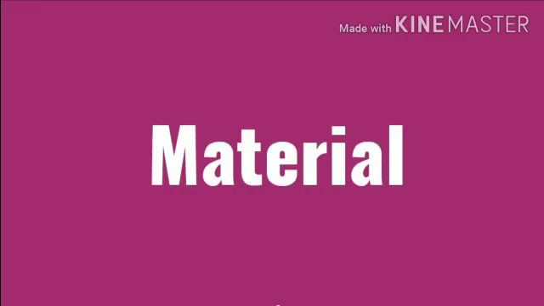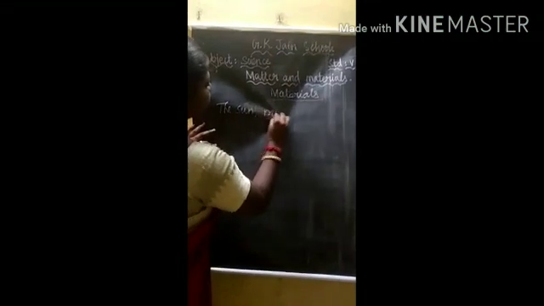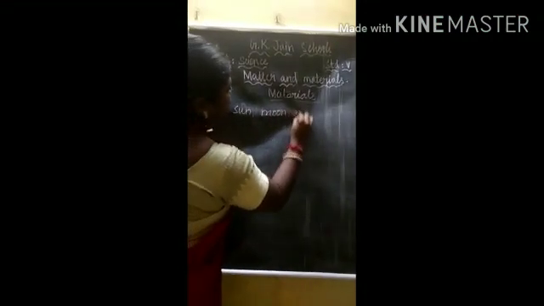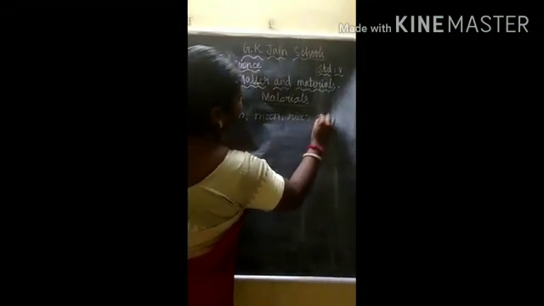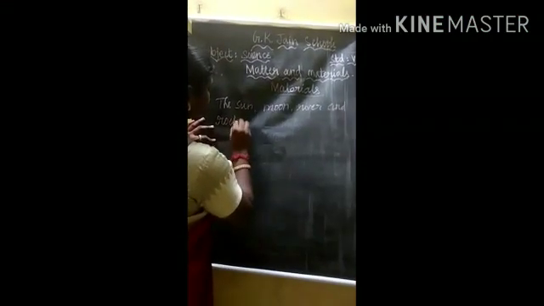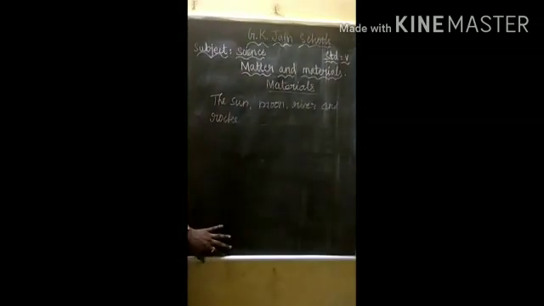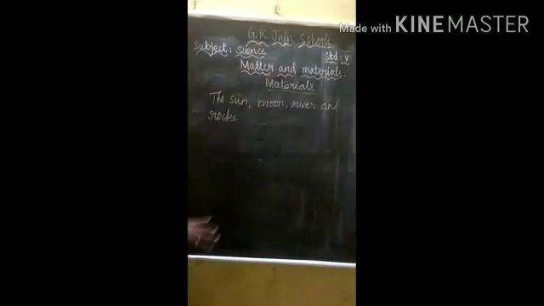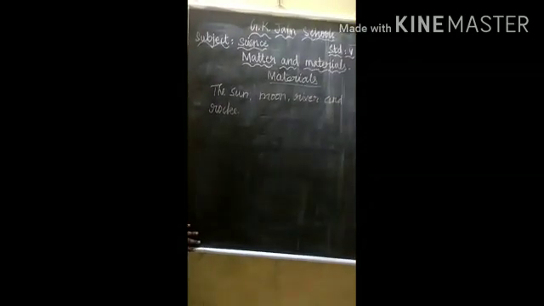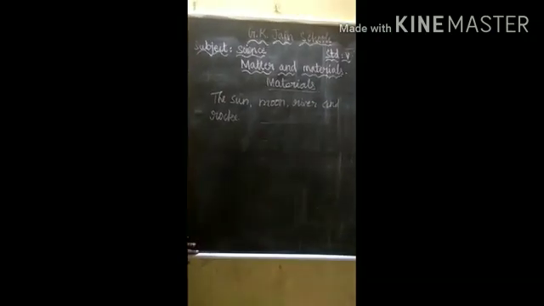For example, the sun, moon, river and rocks. All these are materials, natural materials. They are found in nature. They are not made by man.